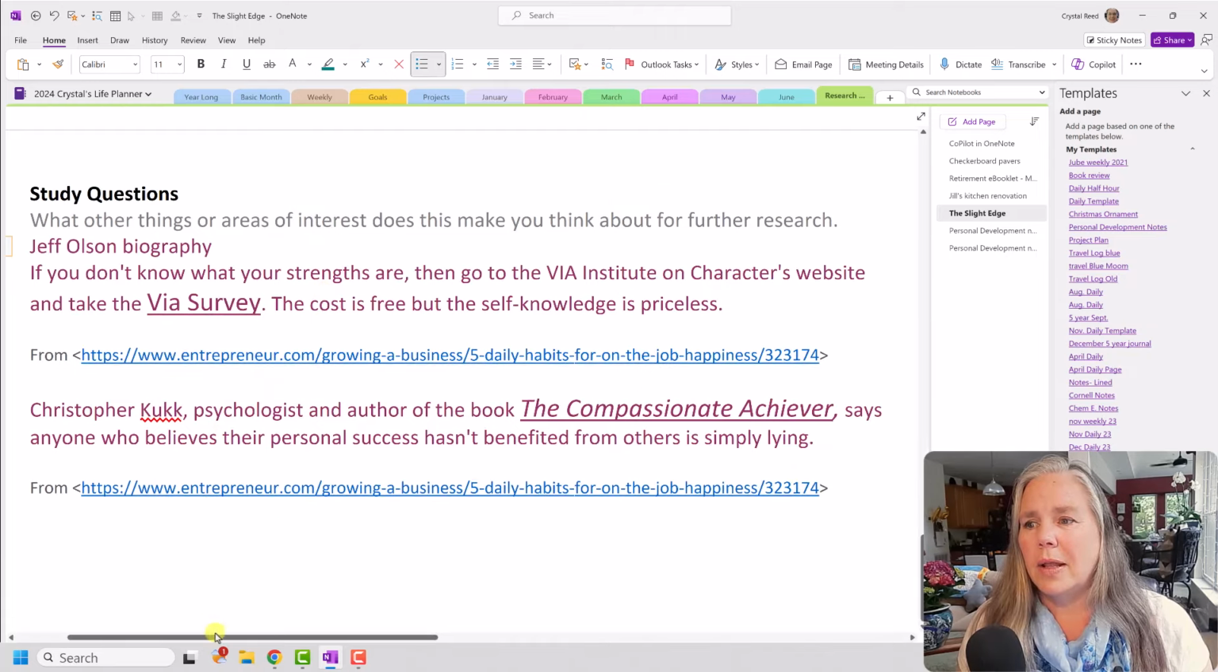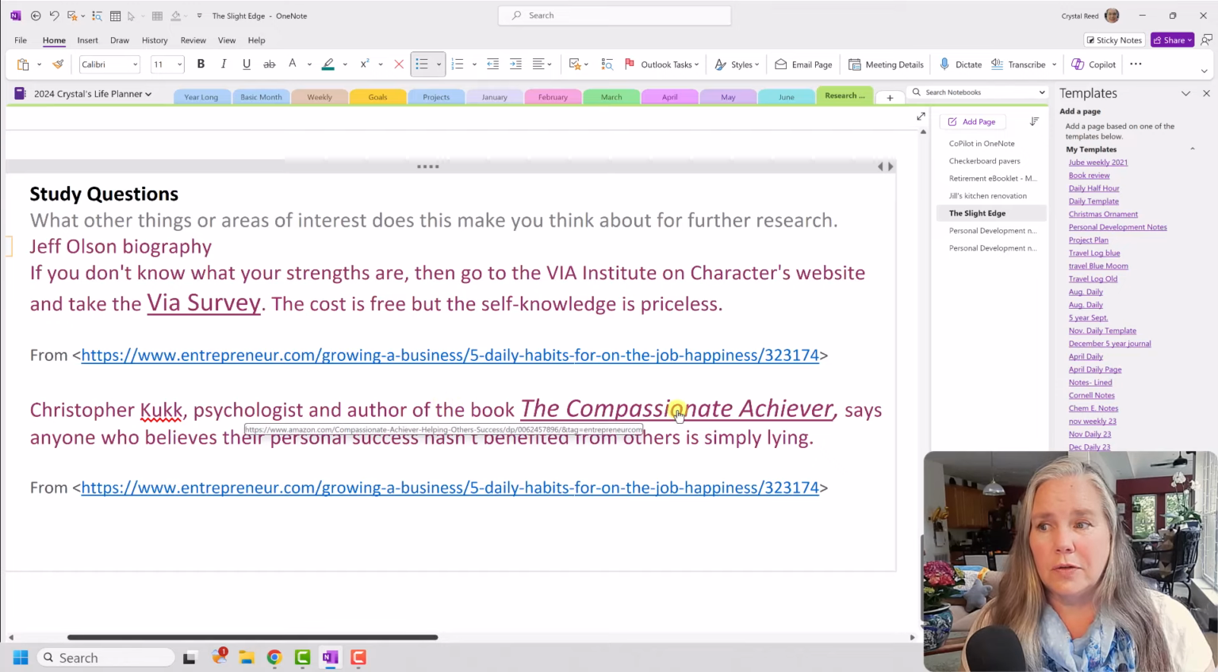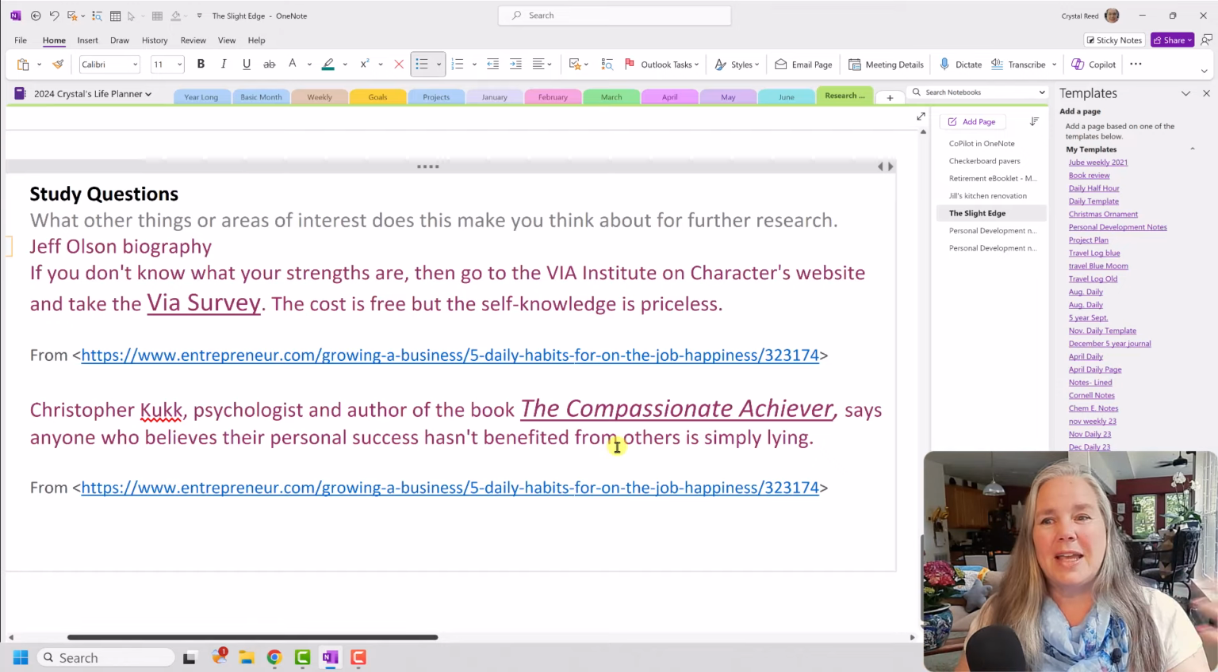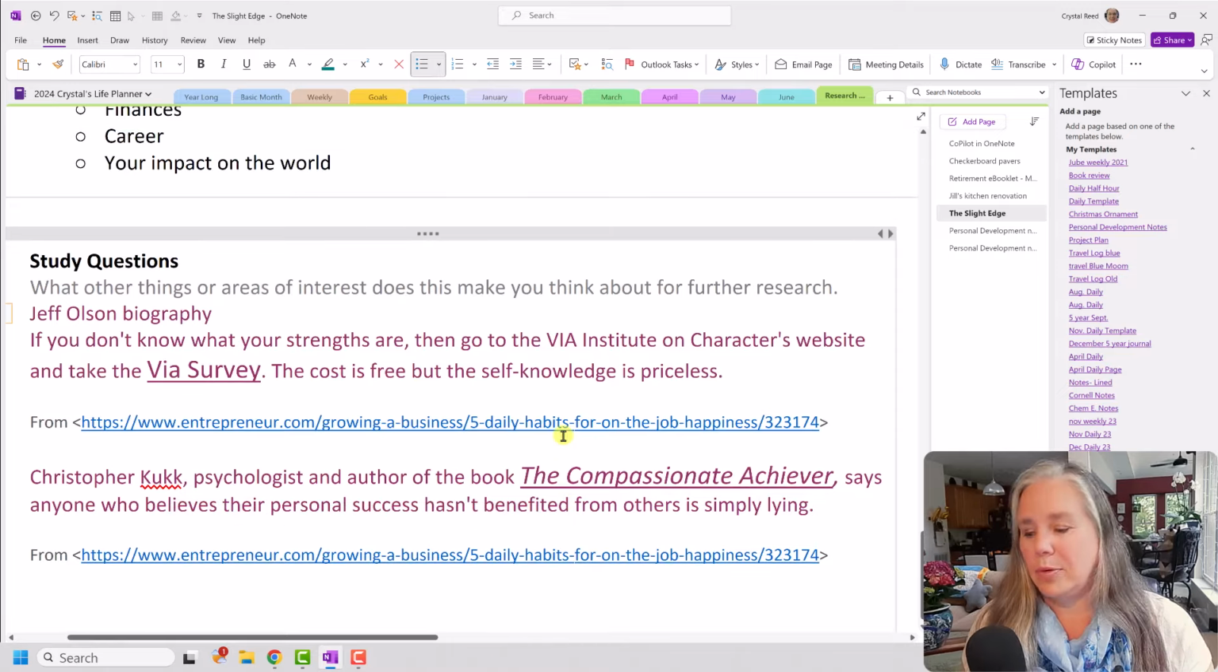And then another one that was listed here is Christopher Cook, psychologist and author of the book The Compassionate Achiever, says that anyone who believes their personal success hasn't benefited from others is simply lying. Okay? We do not live in a bubble. We get information from other people, and that has benefited us. Okay? So we have to acknowledge that, and The Compassionate Achiever looks like a book that I might be interested in. So I'm going to check at my local library and see if that book is available.